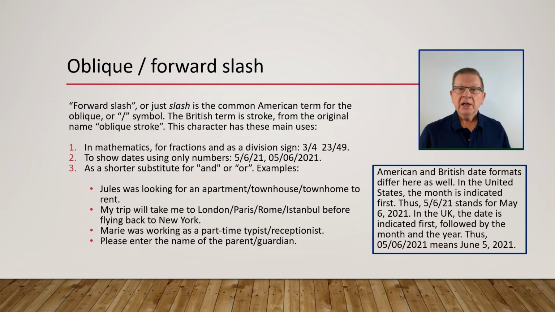And number 3 is a shorter substitute for "and" or "or." Examples: Jules was looking for an apartment / townhouse / townhome to rent. My trip will take me to London / Paris / Rome / Istanbul before flying back to New York. Marie was working as a part-time typist / receptionist. Please enter the name of the parent / guardian.